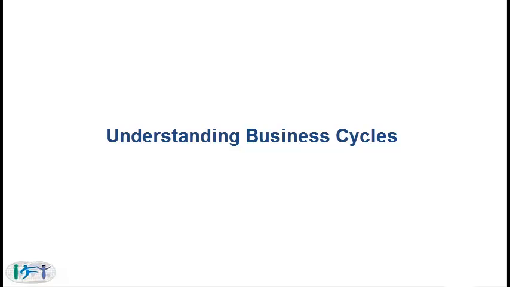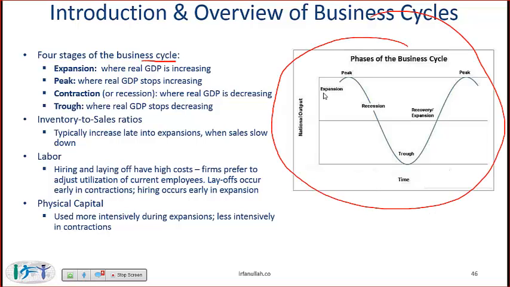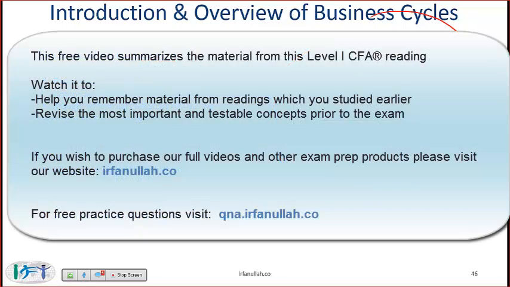This video is a summary of the reading on understanding business cycles. There are 4 stages of the business cycle, and a stylized version of the business cycle is shown right here. You can have an expansion phase, such as what is shown right here. This is where the GDP is increasing. The peak is the point where the GDP stops increasing.